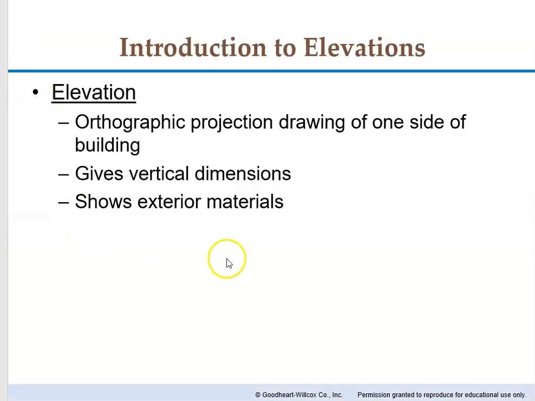So here's your classic definition, right? Elevations is an orthographic projection drawing of one side of the building. You know that there are four sides. You have a front, rear, right and left, or north, south, east, and west. I like to be able to use both depending on what project I'm working on when it comes to design.